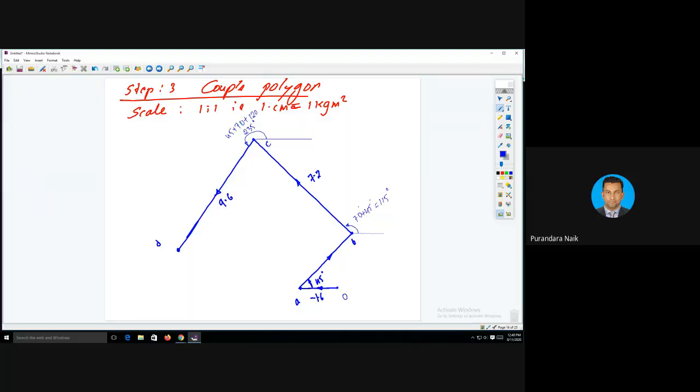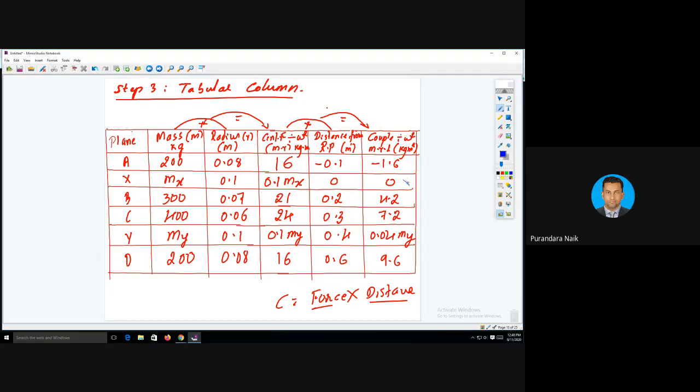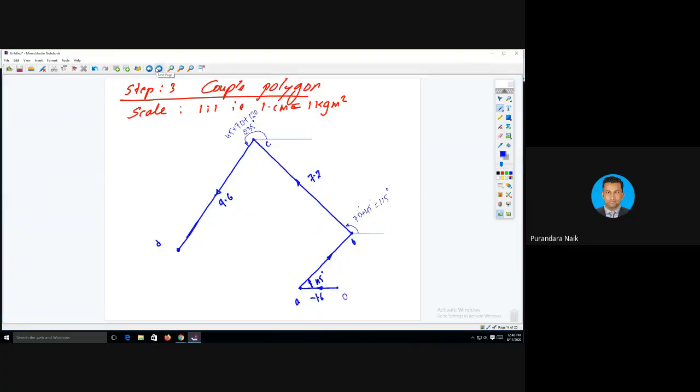Next, if you see the table, it is 0.04 my. This one we have not drawn. So for balancing, the couple polygon must be closed. To close this polygon, you need to join the first point with the last point. So I'm going to draw this, first point with the last point. First point is this one, last point is this one. Draw this with a dotted line so that you can see it is the unknown mass. Yeah, so I've joined here. This is the unknown mass.